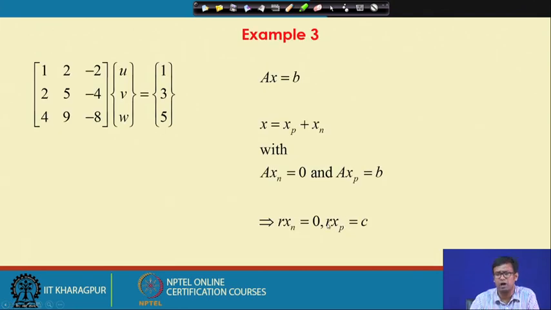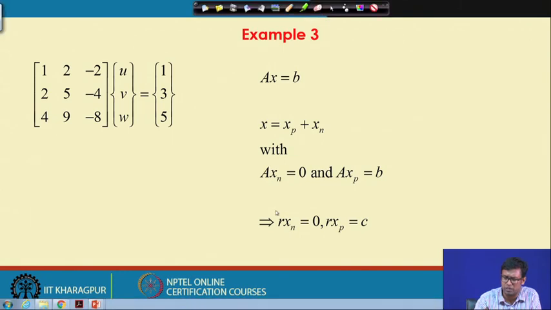So, the same R will be utilized for getting Rxn is equal to 0. So, the only idea is you get A to R, that can be done on both sides. Here I transform A to R, and here I am also transforming A to R, and b is being transformed to c. So, we first transform Axp is equal to b to Rxp is equal to c, and then we will solve Rxn is equal to 0 also, which is the null space equation.